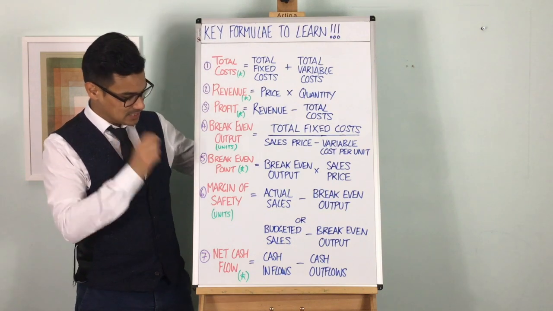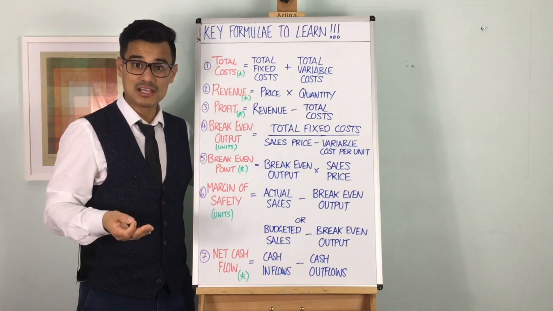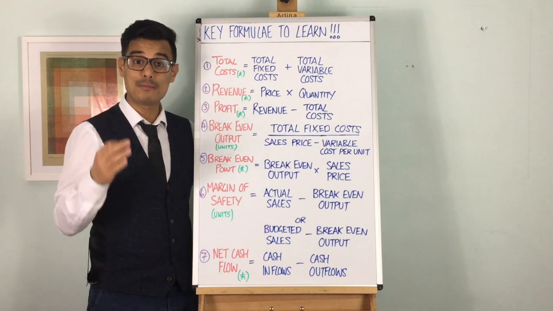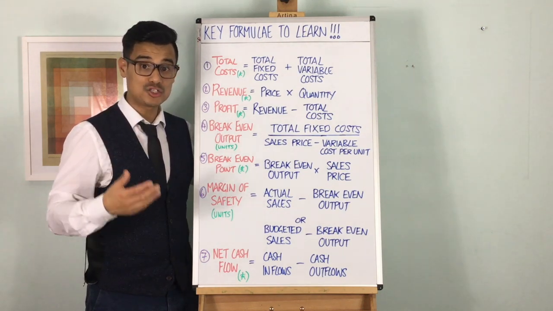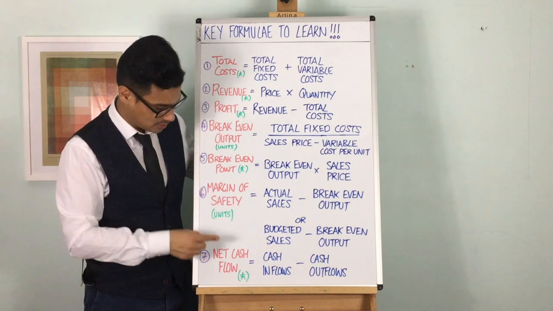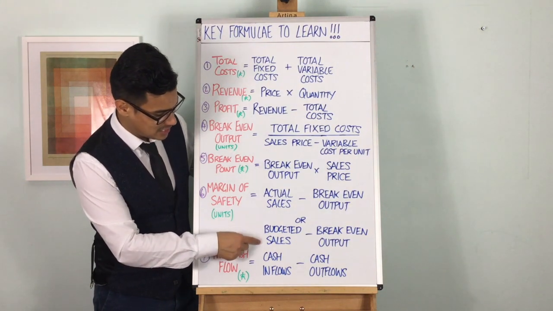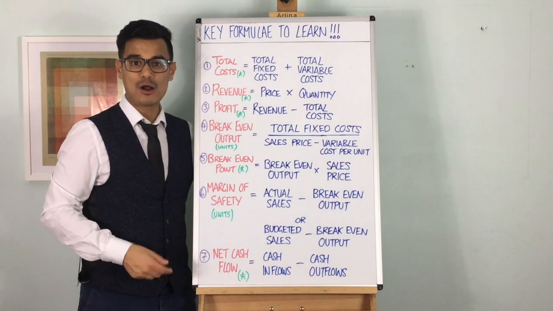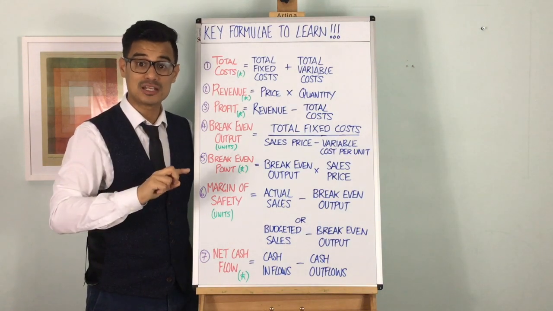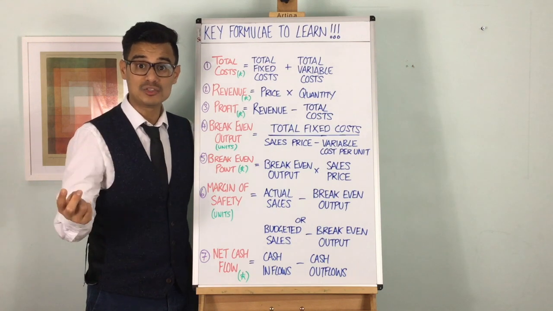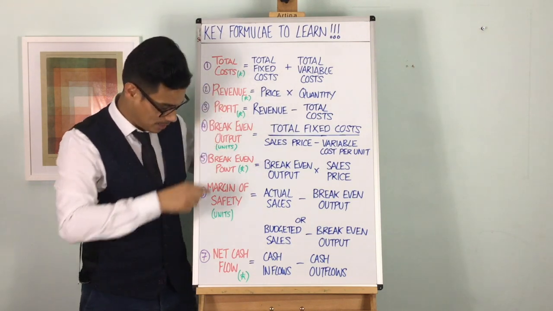Number six is the margin of safety, related to break-even analysis. The margin of safety will be measured in units, and it's going to be your actual output minus your break-even output, but it might come as your budgeted sales minus your break-even output. So just watch for the budgeted or actual, but that's the thing you're going to use first in the margin of safety formula. More details on break-even analysis, click up there.